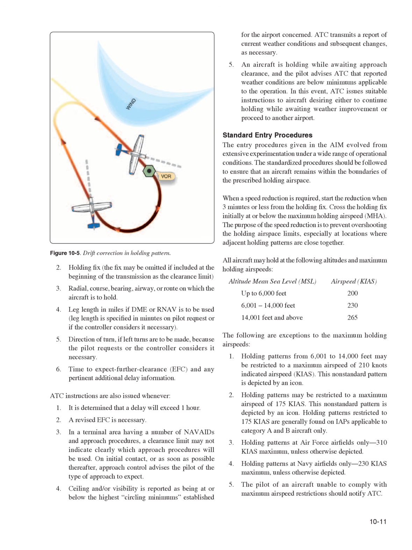If DME or NAV is to be used, leg length is specified in minutes on pilot request or if the controller considers it necessary. 5. Direction of turn, if left turns are to be made, because the pilot requests or the controller considers it necessary. 6. Time to expect further clearance, EFC, and any pertinent additional delay information.